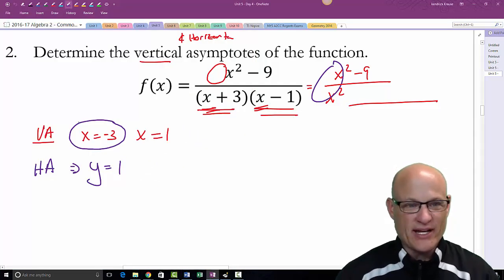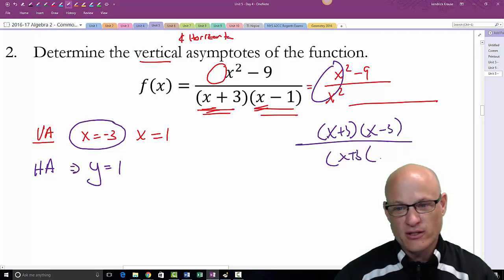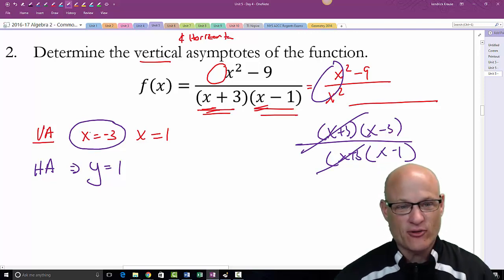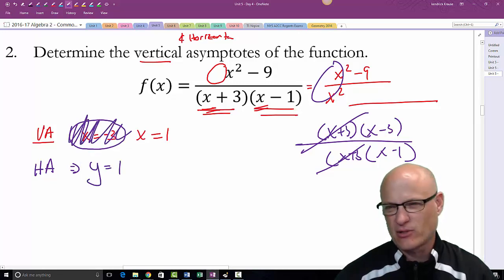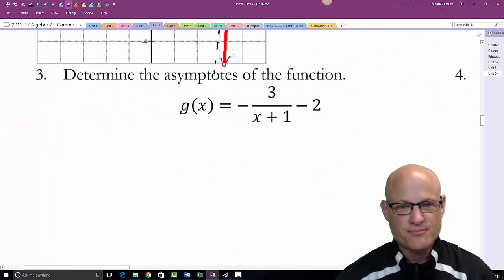Now, while x equals negative 3 is a restriction on the domain, if I factored that numerator, wouldn't it be x plus 3, x minus 3, all over x plus 3, x minus 1? While x can't equal negative 3, we will not have a vertical asymptote underneath there. So I apologize. I probably shouldn't have given you that as a problem because we really haven't talked about that idea yet. Moving on, kids.